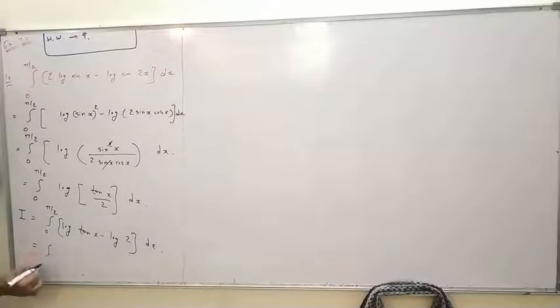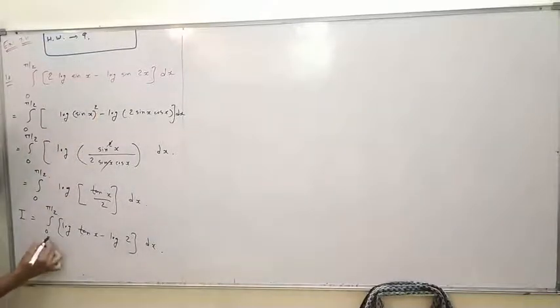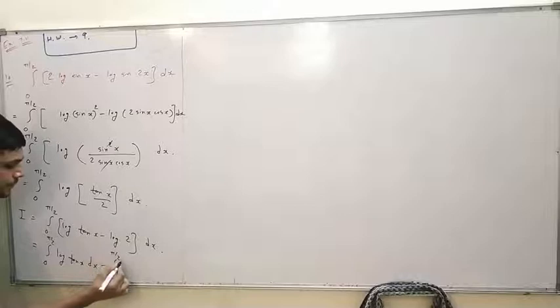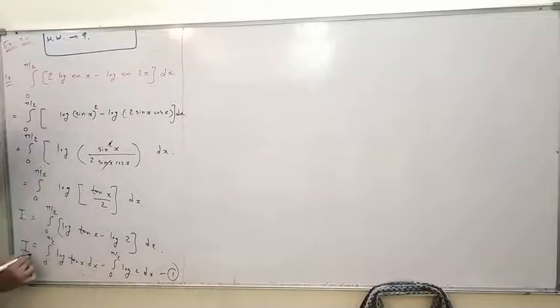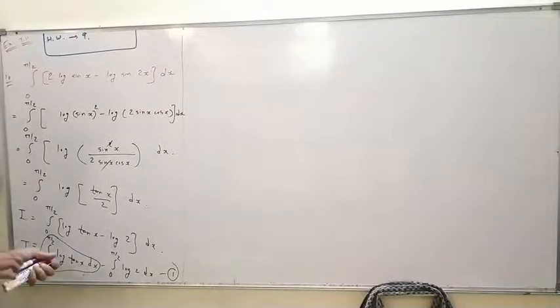Means we can separate the integrals. So that is integral 0 to pi by 2 of log tan x dx minus integral 0 to pi by 2 of log 2 dx. This is your I. We will find the integration of this one separately. That is I1.